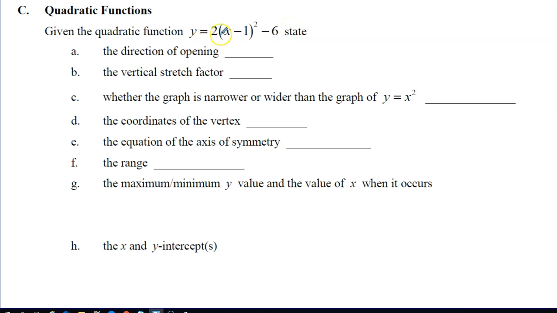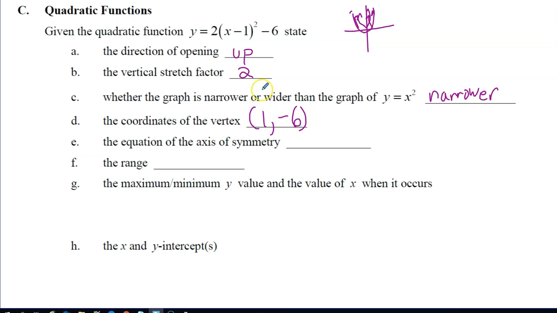Okay, so a is positive, and that means this quadratic opens up with a vertical stretch factor of 2. Whether the graph is narrower or wider, so if you're stretched vertically, this is your original. If you're stretched vertically, then everything kind of comes up and doubles, and you're going to end up narrower. Coordinates of the vertex. Well, this says that x minus 1 is right 1 and down 6. So 1, comma, negative 6 is where your vertex is.